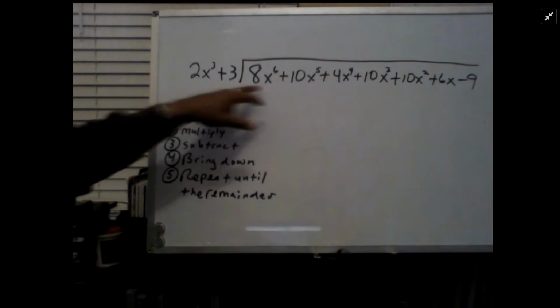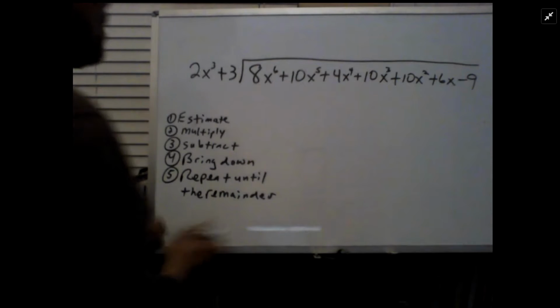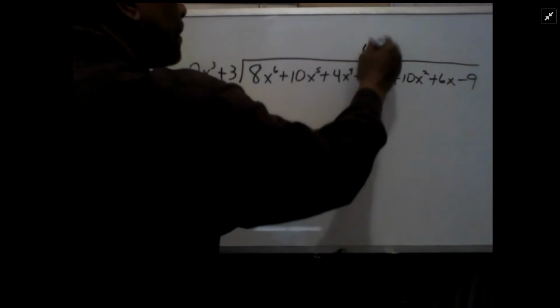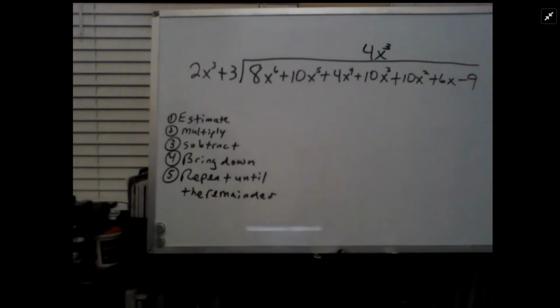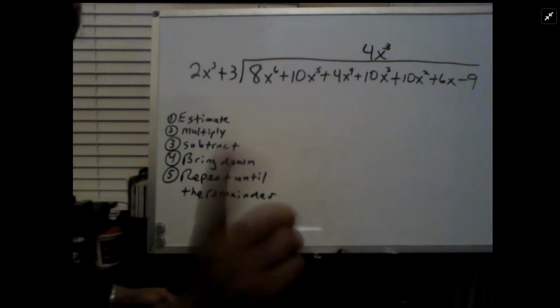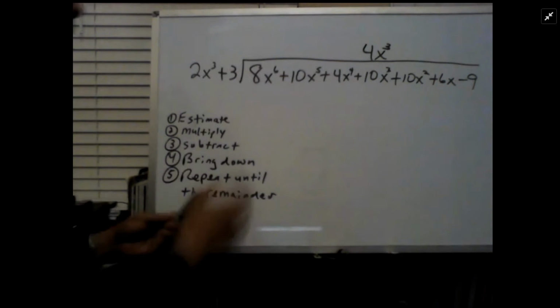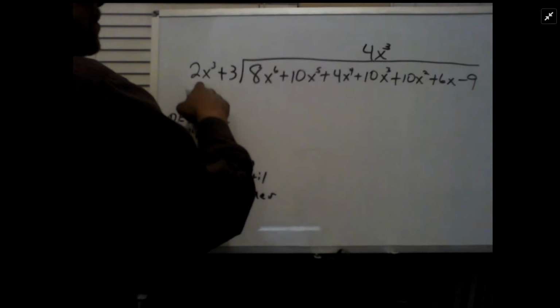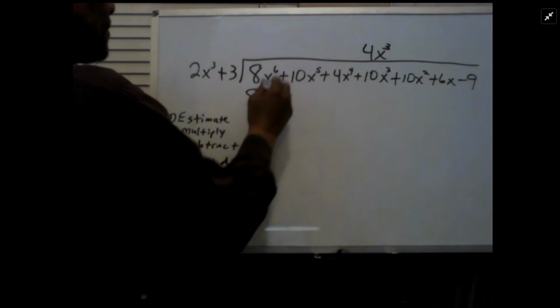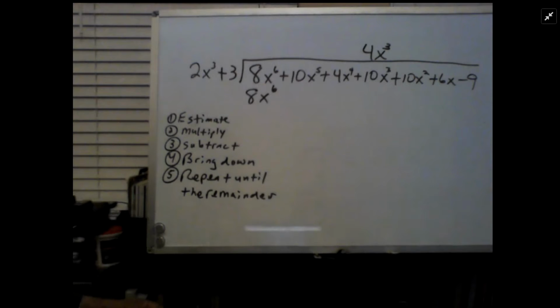And what makes 2x to the third 8x to the 6th will be 4x to the third. Notice I'll put it rather conveniently all the way over here above the x to the third part. And this is because of the multiply. 4x to the third times 2x to the third is 8x to the 6th. This is no coincidence. We want that to start canceling as we continue the division process.